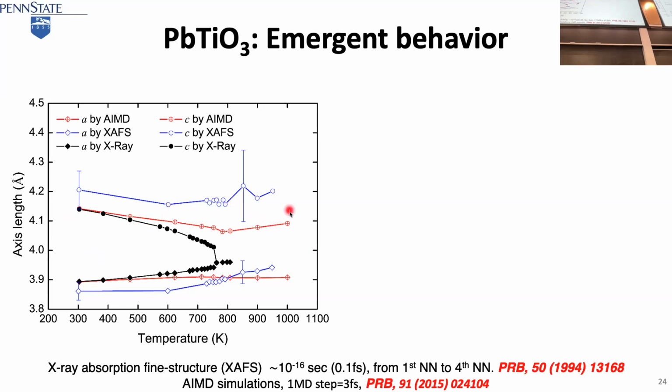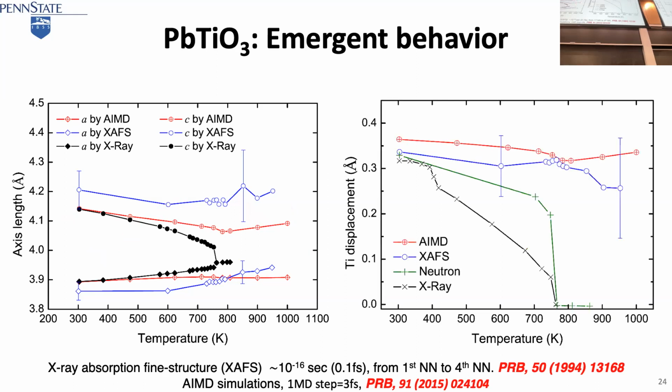So look again, it's always that. It doesn't move so fast. Okay? If you look at the polarization, same thing. So you see, this is X-ray, this is neutral, and this is the experiment. This is the blue experimental one, and this is the red one.